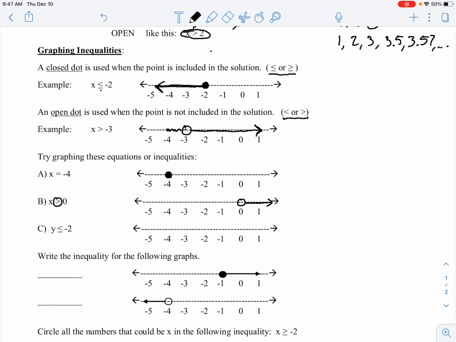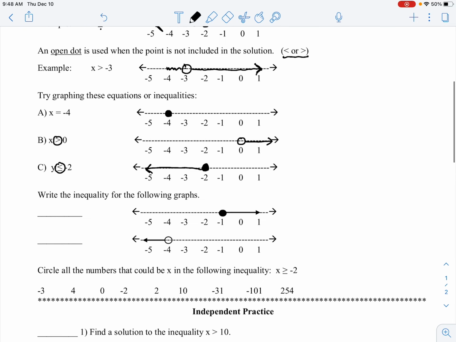And then finally, we have y is less than or equal to -2. So once again, we want to take a look at our symbol that's being used. We have less than or equal to, so we're going to create a closed dot because of that equal to sign on there. And we want everything that is smaller than -2 or equal to it. So the closed dot shows the equalness, and then our arrow to the left will show everything that is smaller than -2 that will work for our solution.